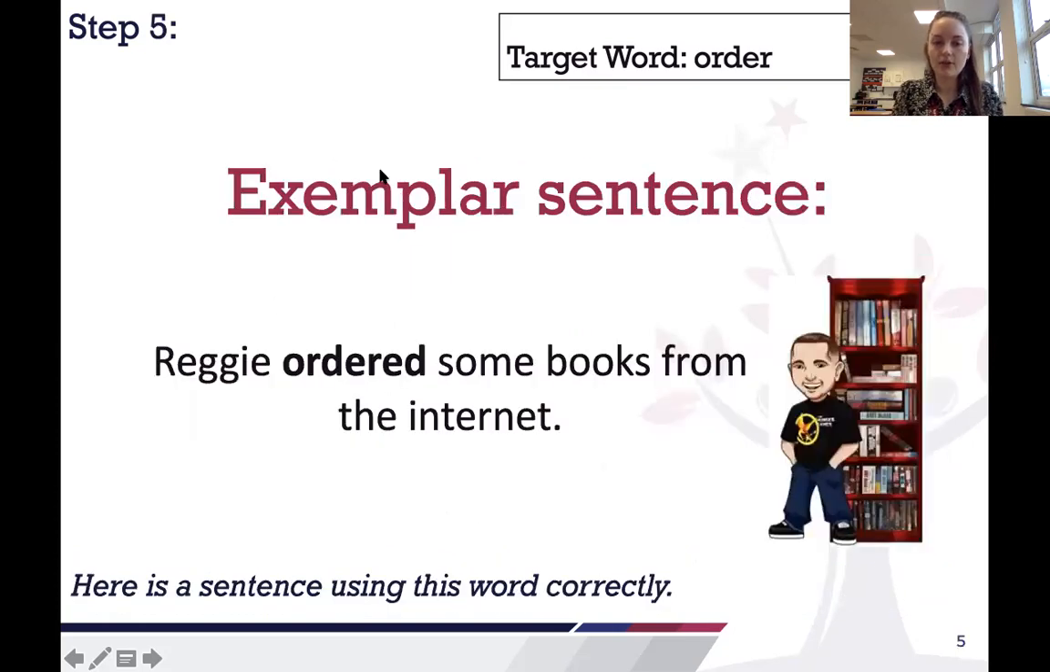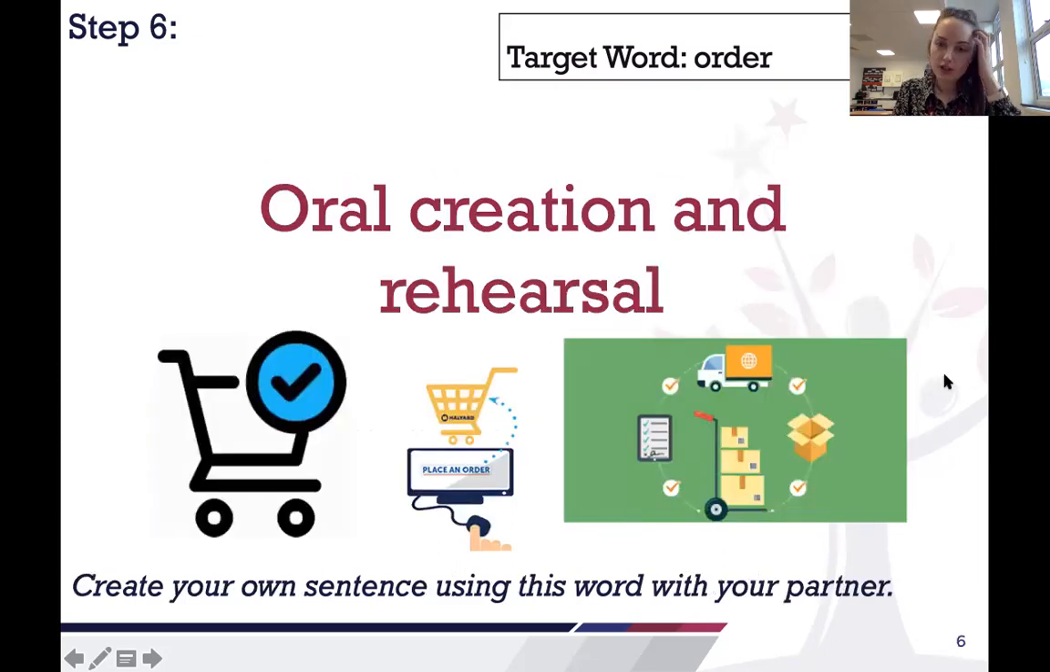This is an example of a sentence that we've got the word order in. We're going to read it together using our Kung Fu punctuation, and I want you to shout out our word. That's the one in bold. So today's word is order, and it's in this sentence. When we get to that word, I want you to shout it out. Get your Kung Fu punctuation ready. Reggie ordered some books from the internet. Bang. And there's Reggie with the books that he's ordered from the internet. Fantastic, well done.